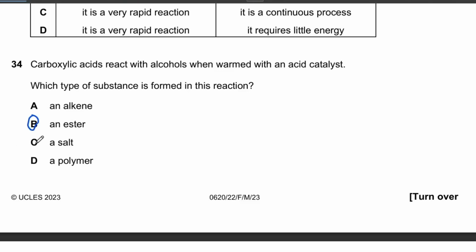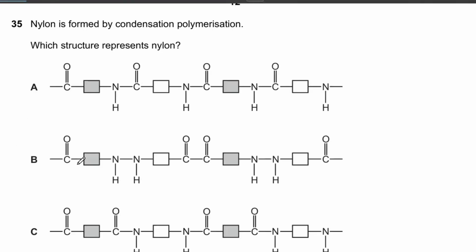The answer is B. Question 35. Nylon is formed by condensation polymerization. Which structure represents nylon? So nylon is a polyamide. Now since it's a polyamide, that means it's going to have an amide link. We are going to look at which one has an amide link.